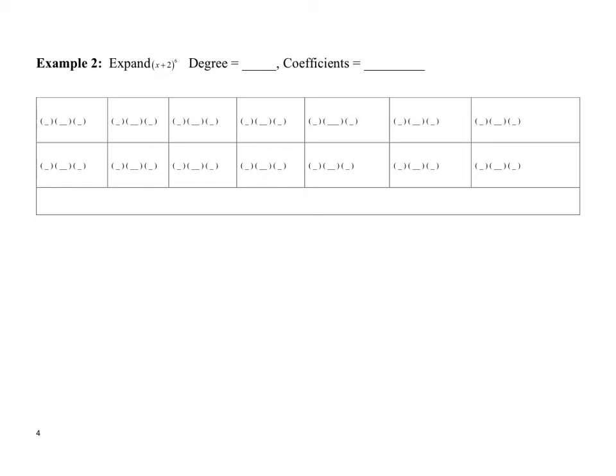So here we have the degree here. The degree here is 6, so the degree is 6, and we have 7 coefficients. I just need to write them out. So this is 1, the next one is 6, next one is 15, the next one is 20, the next one is 15. I'm just getting this from the Pascal triangle.